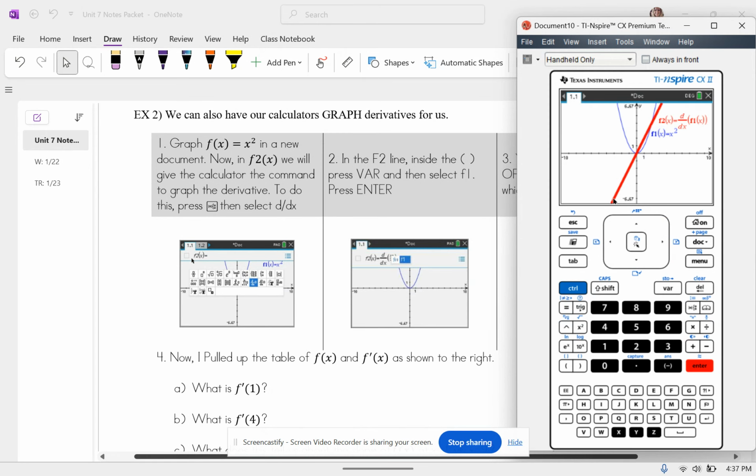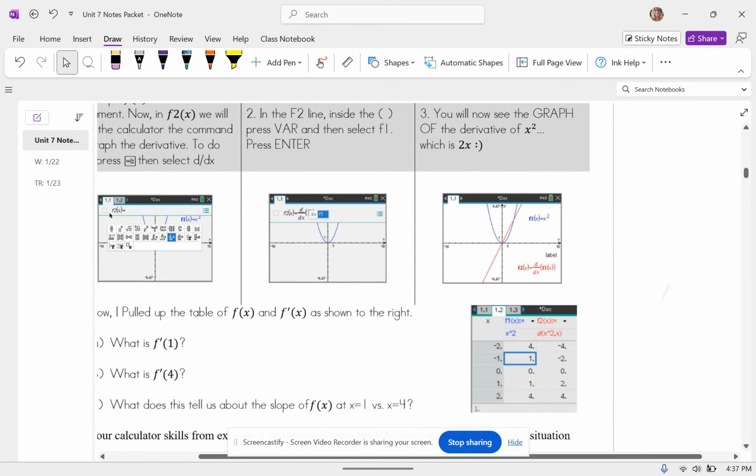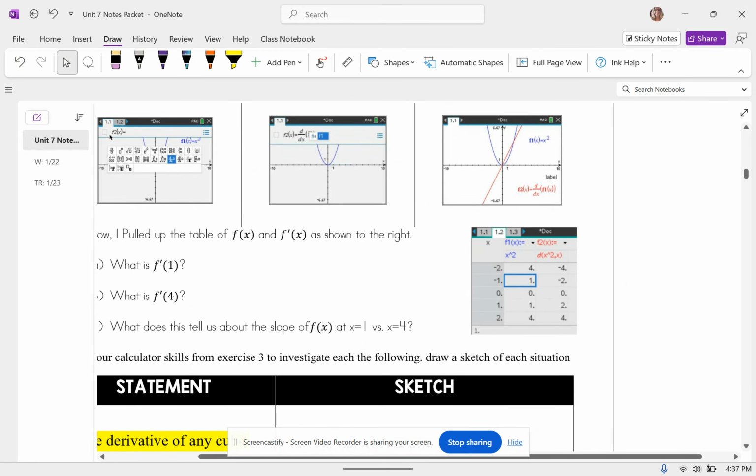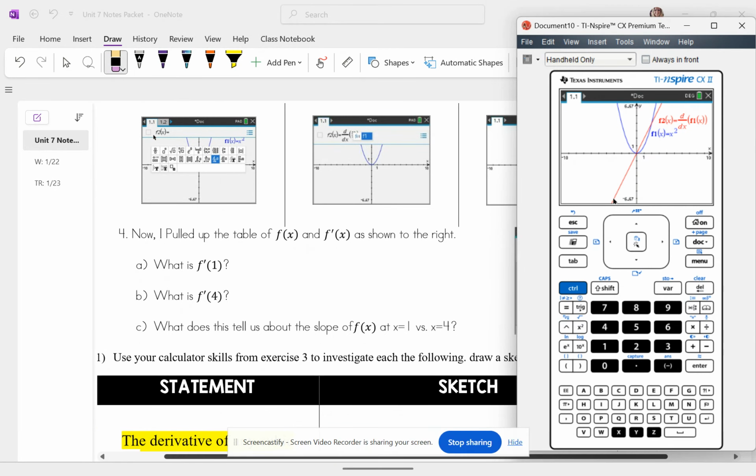Okay? We did that, and here we have our graph. That's the original and its derivative. Very cool. So what can we use this for? Well, we know that the derivative function returns the slope of the tangent line at any given x along the original curve, right? It gives us the slope of the function at any given x.